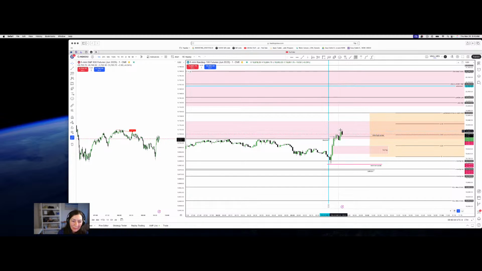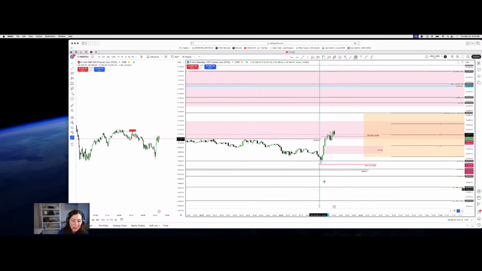So we've come up, price, sellers immediately stepped in, price has pushed up again. I would want more confirmation before going long. Like I want to see a good push up back here to retest.